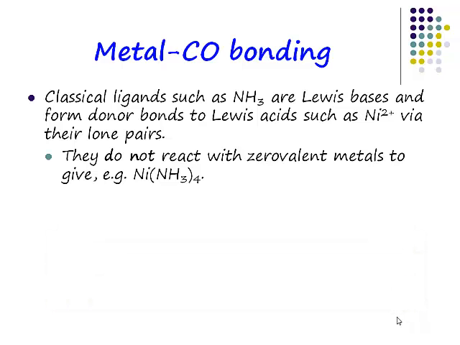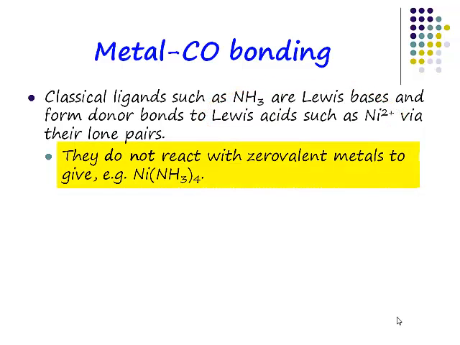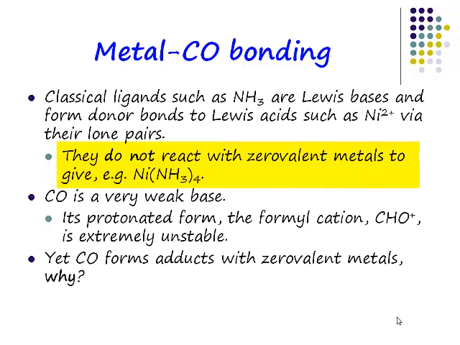Now, what you have never seen, and what you will never see, is nickel-0 binding ammonia. Nickel-0 doesn't do it. There are no nickel-0 complexes of ammonia. You have to have a positive charge on the nickel. You have to make the nickel more Lewis acidic if you're going to bind your Lewis base of ammonia. So classic ligands like this do not make complexes with low oxidation state metals. It doesn't happen. So what is it about carbon monoxide that is special?